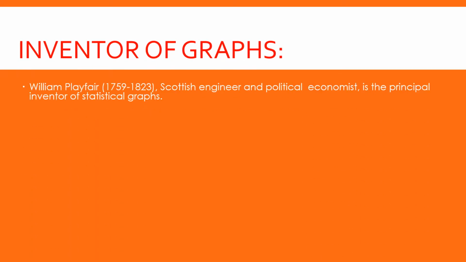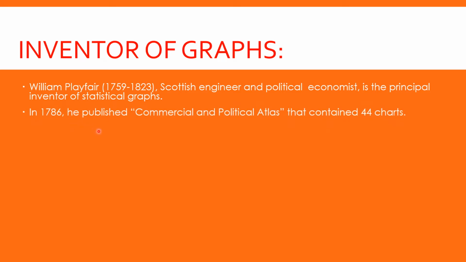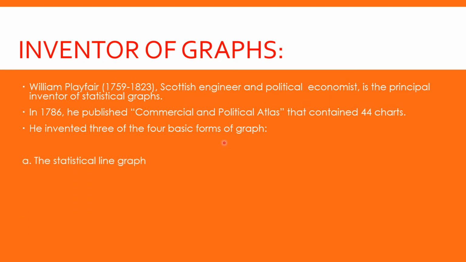So we have the inventors of graphs. William Playfair, 1759 to 1823, a Scottish engineer and political economist, is the principal inventor of statistical graphs. In 1786, he published Commercial and Political Atlas that contained 44 charts. He invented 3 of the 4 basic forms of graphs: the statistical graph or line graph, the bar graph, and the pie graph.